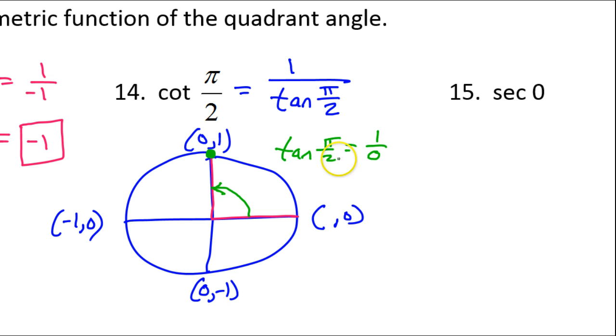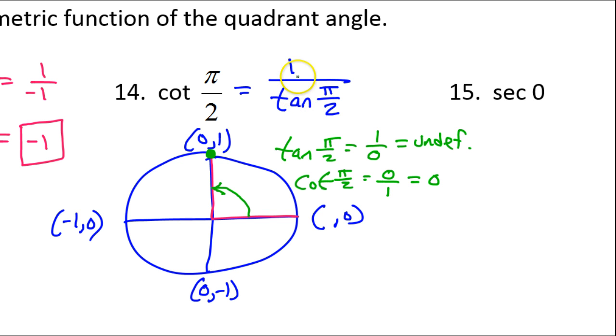However, the cotangent is going to be the reciprocal of this. So the cotangent of pi over 2 is going to equal 0 over 1, which is not undefined. So that's going to be 0. Alright, so keep that in the back of your mind. If you have something that's undefined, the reciprocal is going to be 0. If you have something that's 0, the reciprocal is going to be undefined.